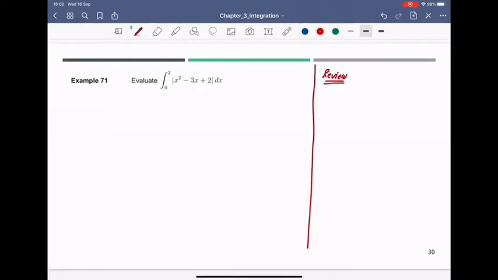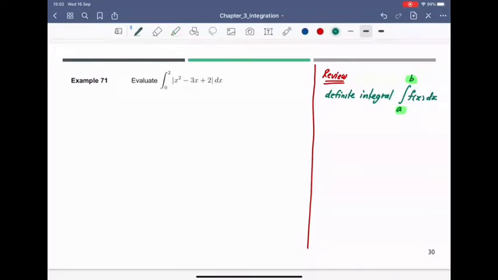What we did on Monday, we said that we can define definite integrals. Our notation for definite integrals is going to be the integral from a to b of f(x) dx. Here I just add a lower bound and an upper bound, which are a and b.